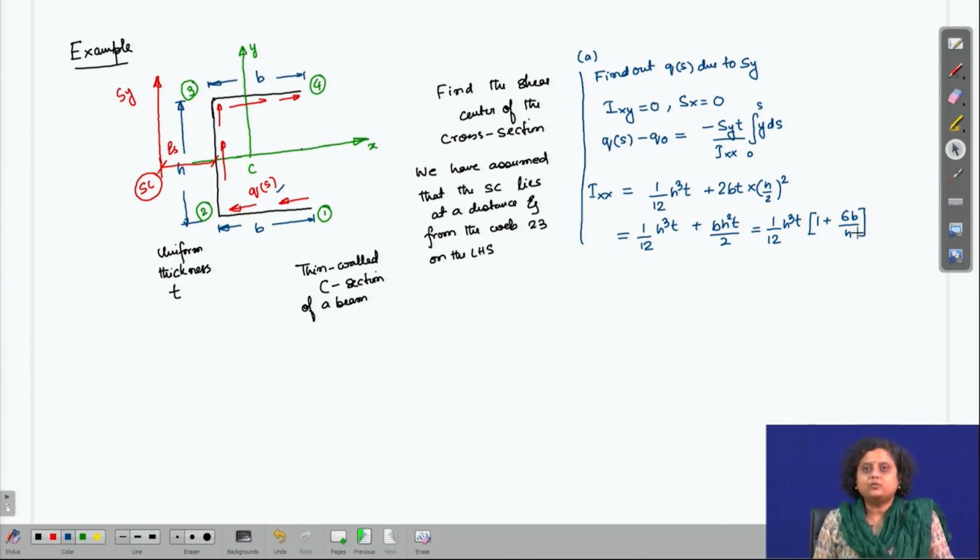Okay. So, once we have found the expression for Ixx, I can always substitute that and find the final solution for the problem. Now, let us see how to find out the shear flow.